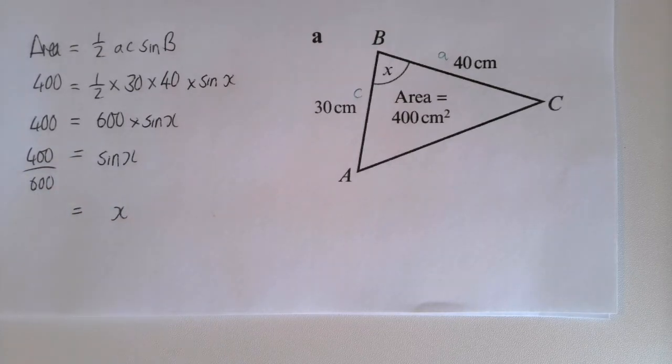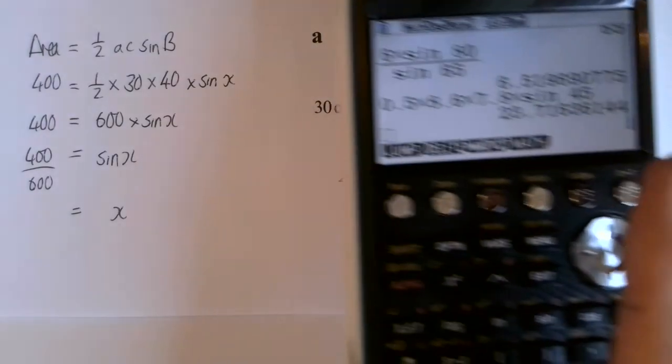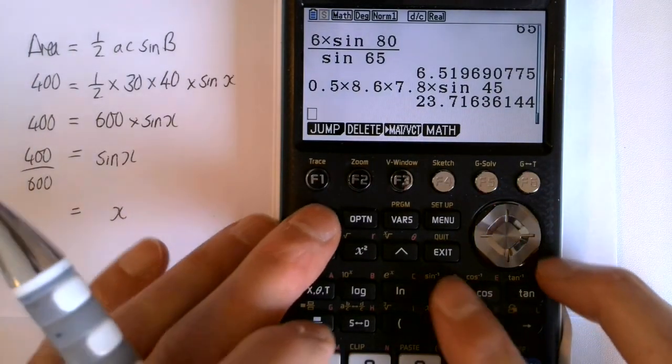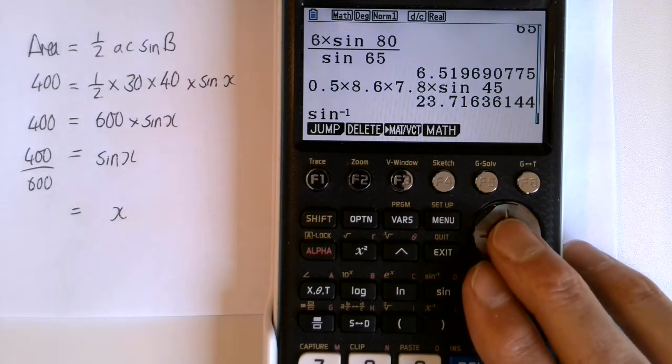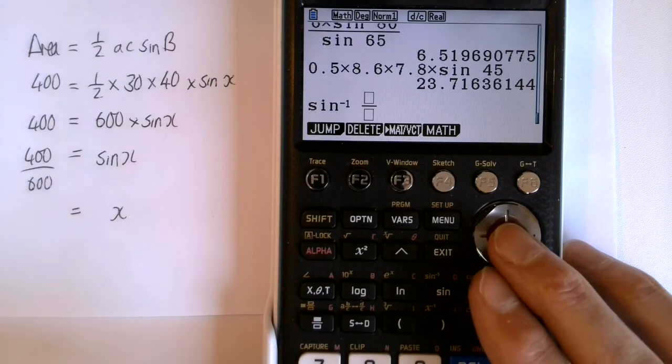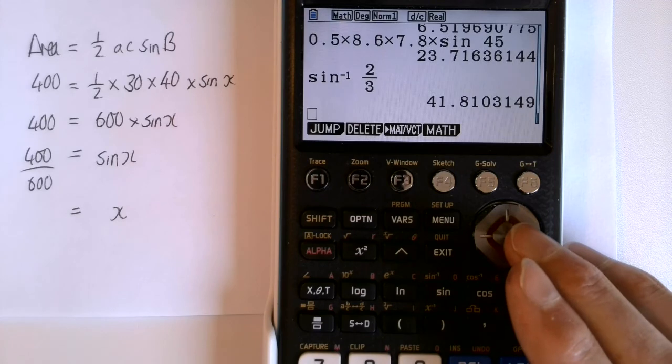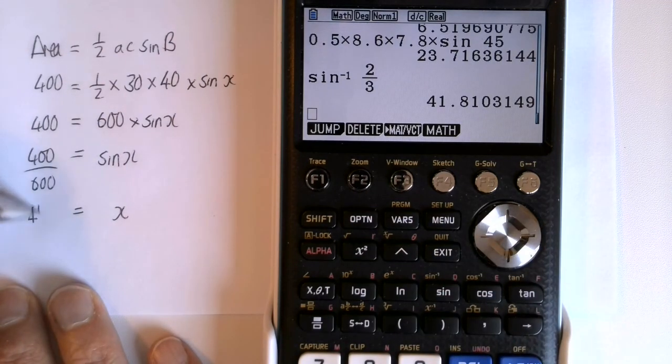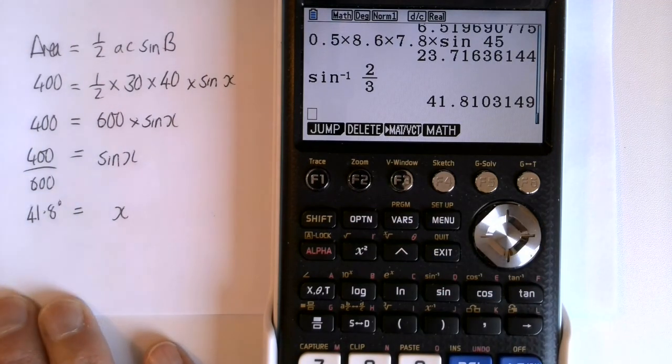So sine x is 2/3. So I want to find the angle. What angle has that sine? So I'm going to do shift sine of 400 over 600, which is the same as 2/3, and I get 41.8. I'm going to store that.